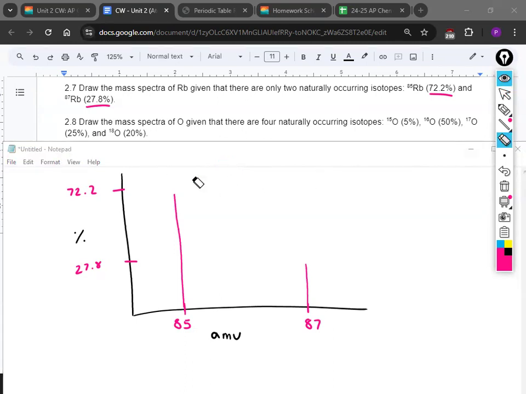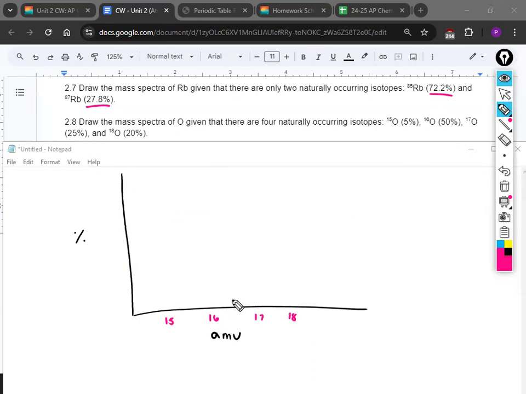Okay, so we're going to do the mass spectra, and this time we have 4 different isotopes that we're working with. Okay, so the 4 isotopes we're working with are for oxygen. So same thing, we have the exact same graph, but we're just going to label different AMUs to start. Okay, so we have 15, we have 16, we have 17, and we have 18. Now I'm going to show you guys another way that you can do the percentages, just so that you don't have to measure it super well.